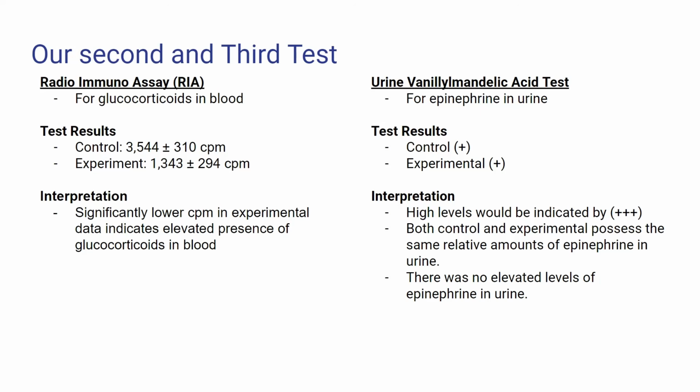In our urine vanillylmandelic acid test, both the control and experimental group had the same results, which was a single plus sign. High levels of epinephrine would have been indicated by triple plus signs, meaning that there was no excess of epinephrine in the urine from an injection. These results would put glucocorticoids as more of a possibility for the unknown hormone.